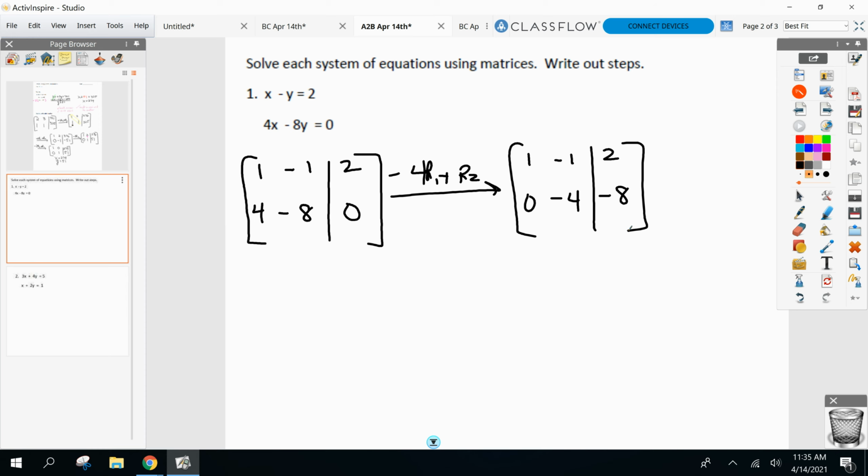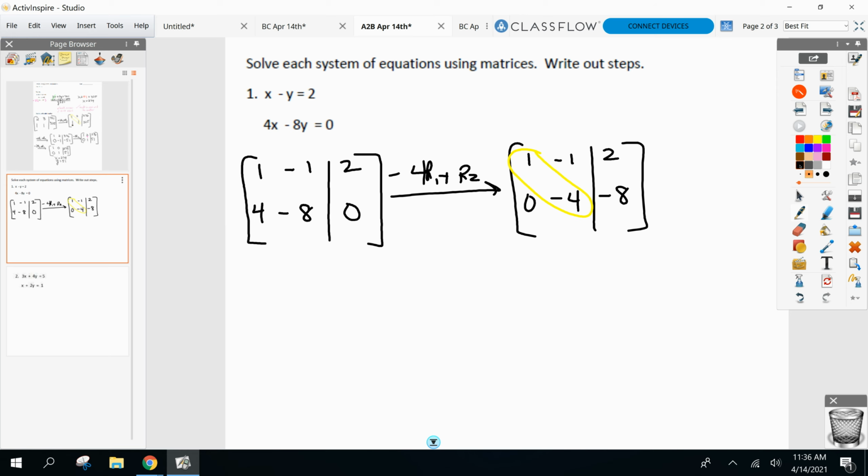Everyone's all good. All right? You get 1 in the top left. You get a 0 underneath it. Now, get the other 1 where you need it. The other positive 1. Remember, it's got to go diagonal. So now, you need to change the -4 into a positive 1.